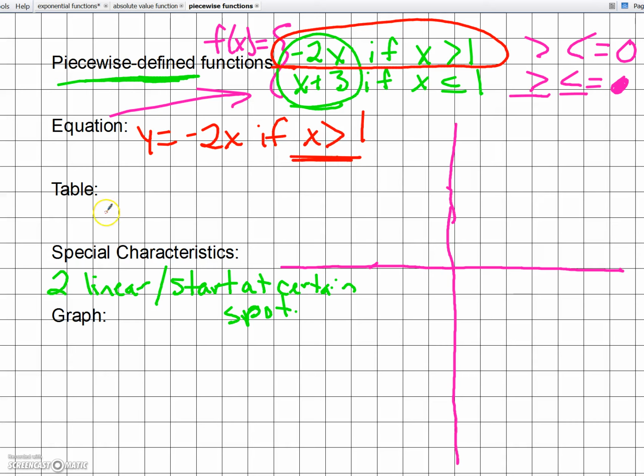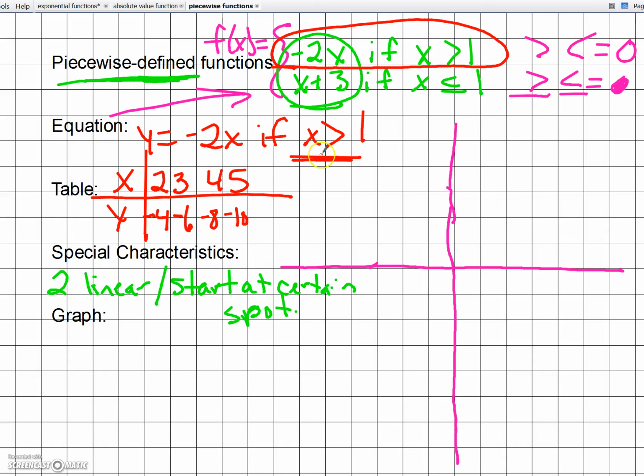So when I am starting my table, x has to be greater than 1. So I would start with 2, 3, 4, 5. Then I would just plug those in. So 2 times negative 2 is negative 4. 3 times negative 2 is negative 6. 4 times negative 2 is negative 8. 5 times negative 2 is negative 10.